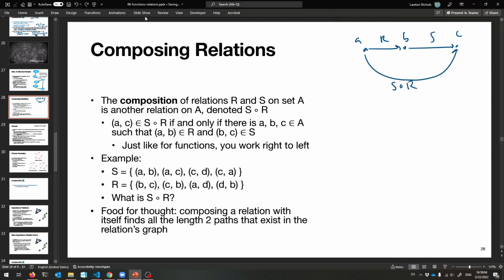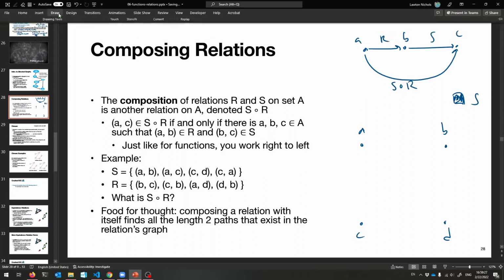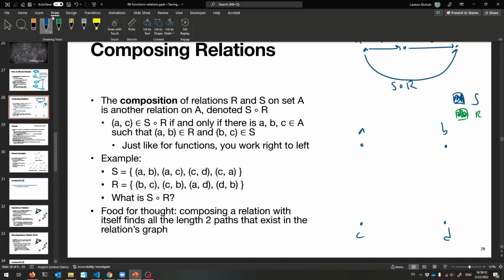And let me give you an example, because it looks a bit different than a function. We're not applying things anymore. It gets a bit weird. So let's talk about that. Here's my set, A, B, C, D. And let me draw you these relations, A, B, C, D. For the relation S, let me use blue. And for the relation R, I will use green. Okay, so let's draw the relation S first.